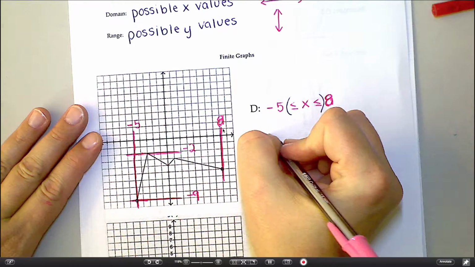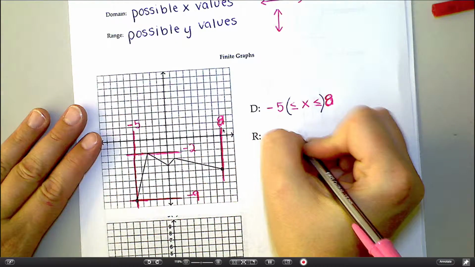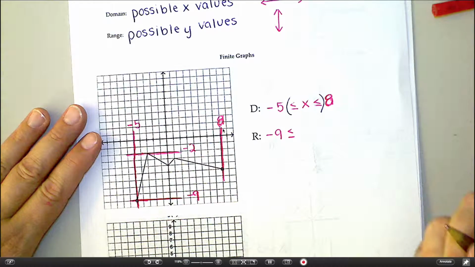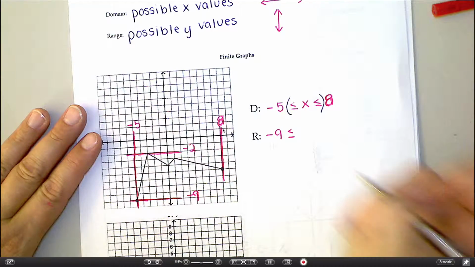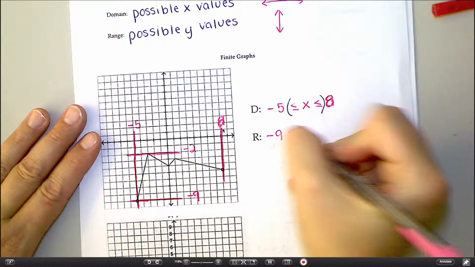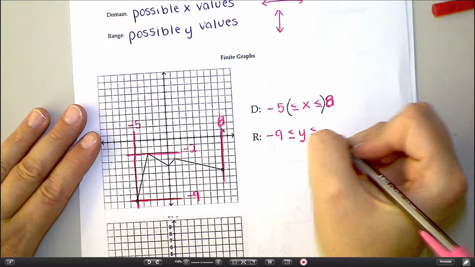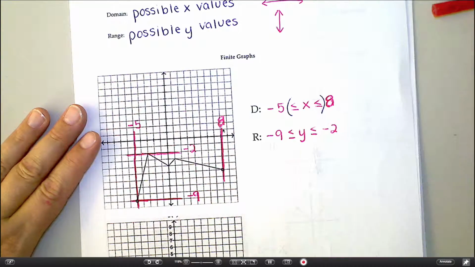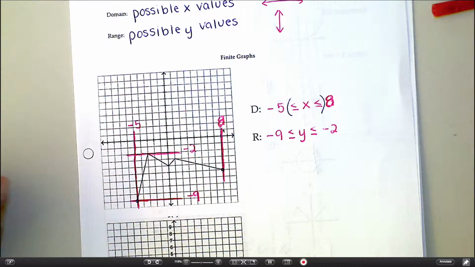Good. -9. The only thing I'm going to change, anyone think they know? X. Y. I'm going to make the x a y. Good. -9 less than or equal to y less than or equal to -2. Okay? That's how you would write your answer.